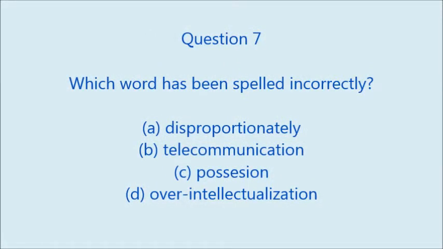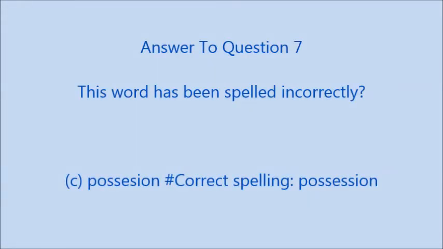Question number 7. Which word has been spelled incorrectly? Is it A, disproportionately, B, telecommunication, C, possession, D, over-intellectualization? And the answer to question number 7 is C, possession, because you need 4 S's in possession. So you should have had C there for 7.